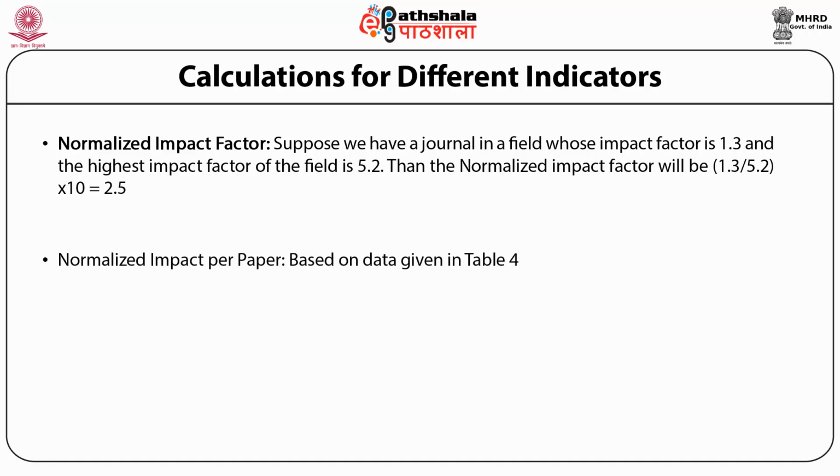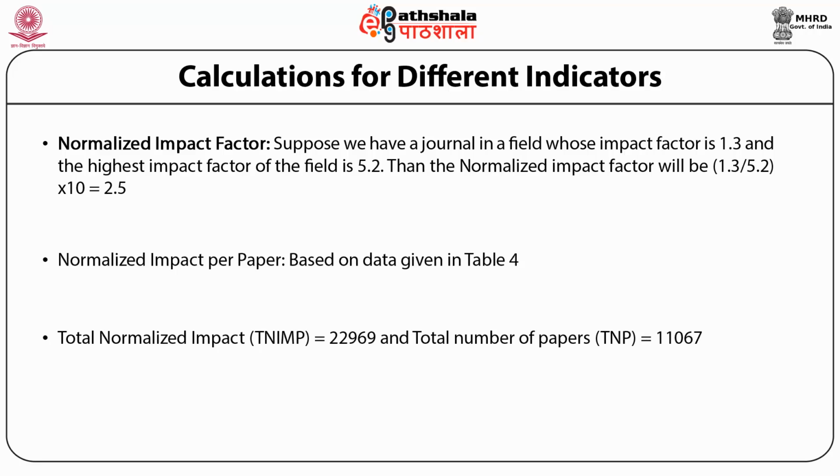Normalized impact per paper, based on the data given in table 4. Normalized impact NIMP is equal to 22,969 and total number of papers TNP is equal to 11,067. Hence, normalized impact per paper is equal to 22,969 whole upon 11,067 is equal to 2.07, which is equal to 2.1.